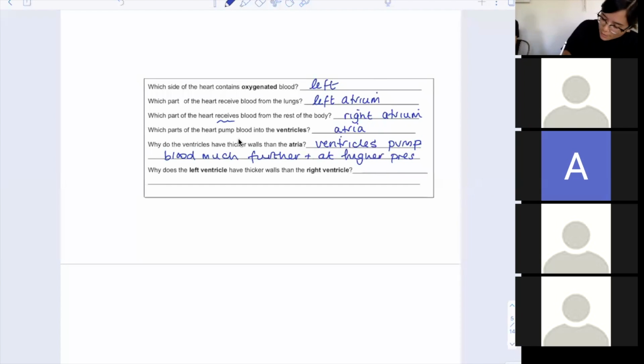And then why does the left ventricle have thicker walls than the right ventricle? Similar answer, you're pumping blood all around the body, whereas the right ventricle is just pumping to the lungs. So again, we need a higher pressure from the left ventricle.